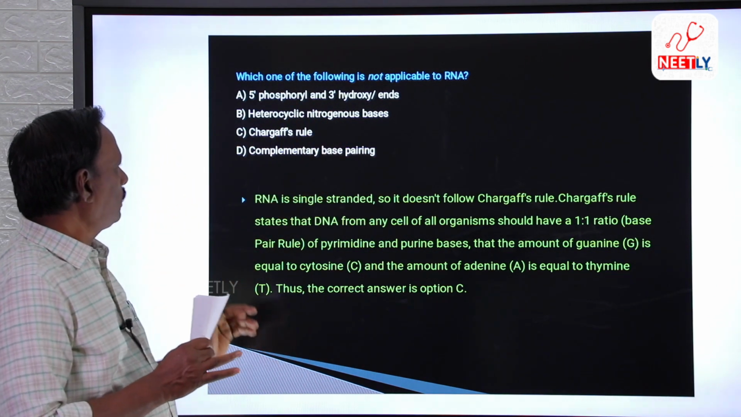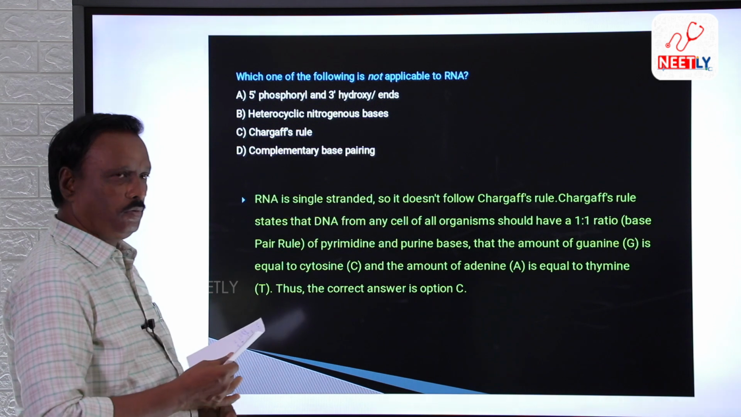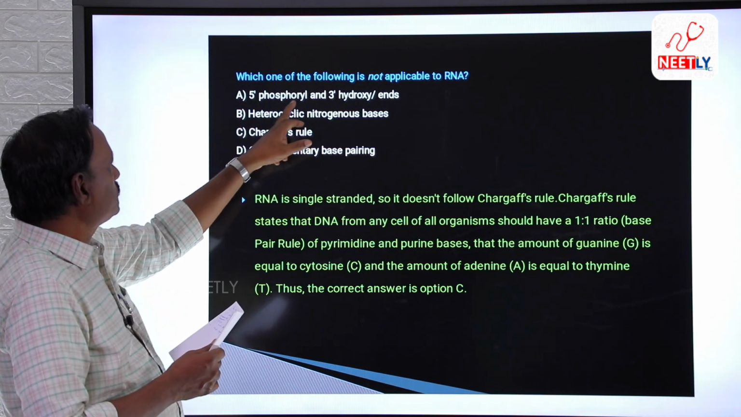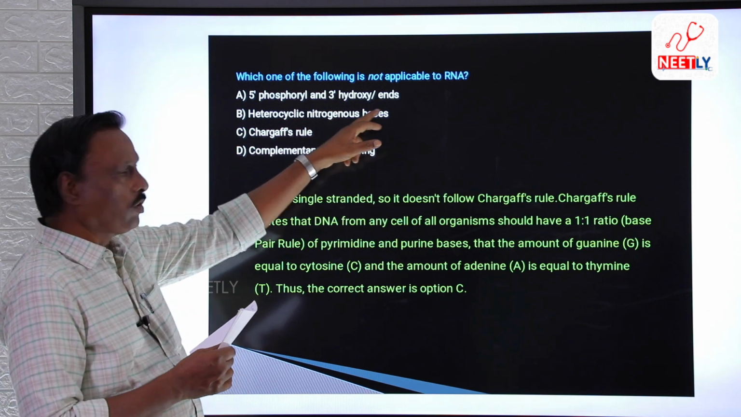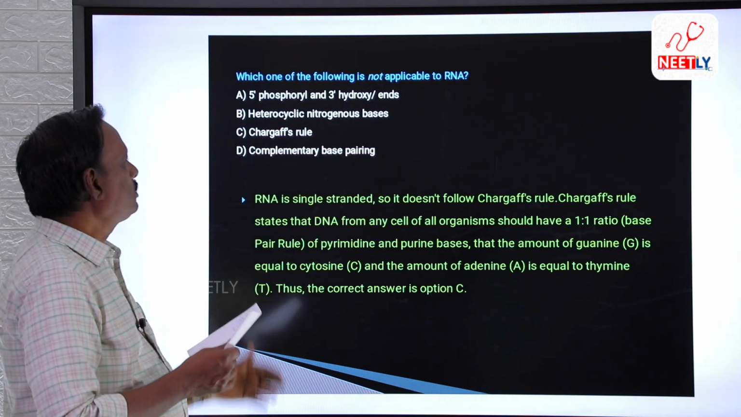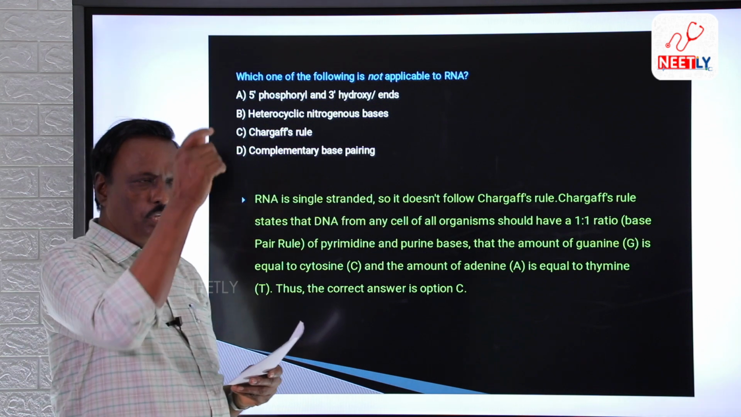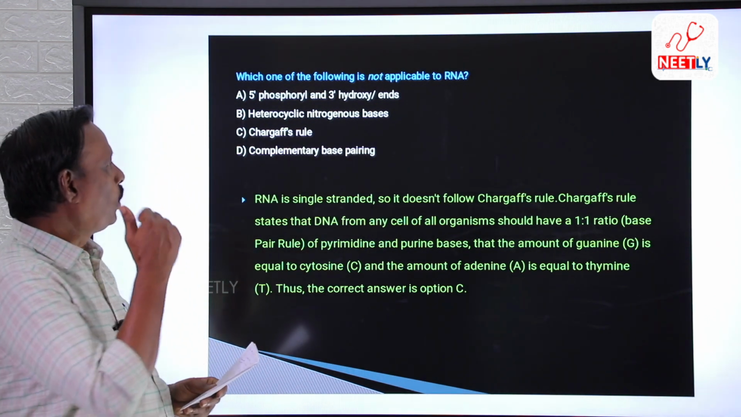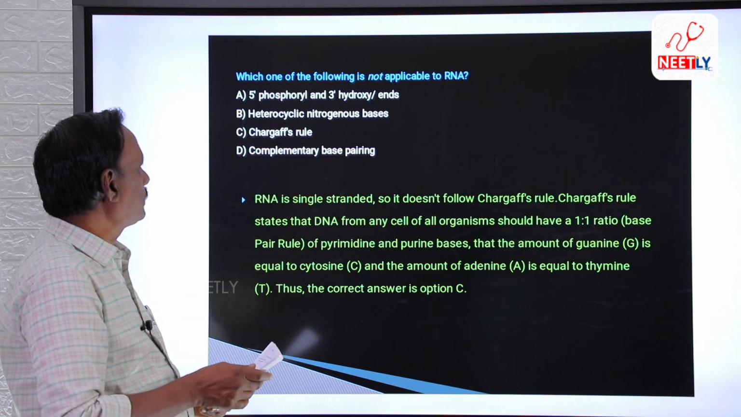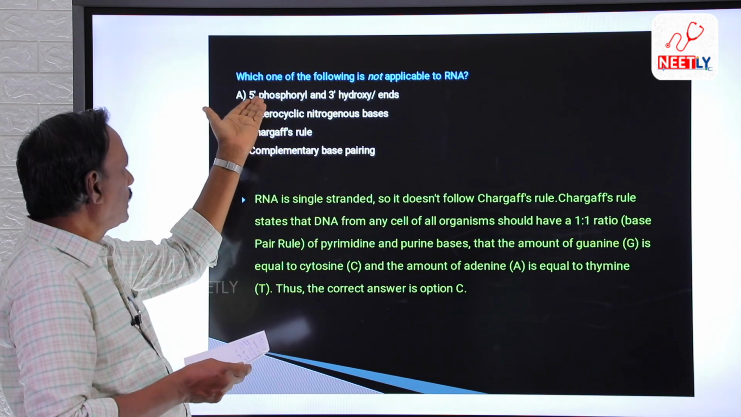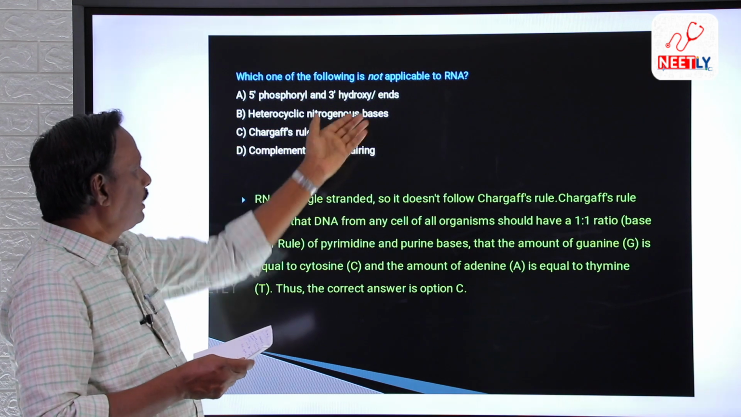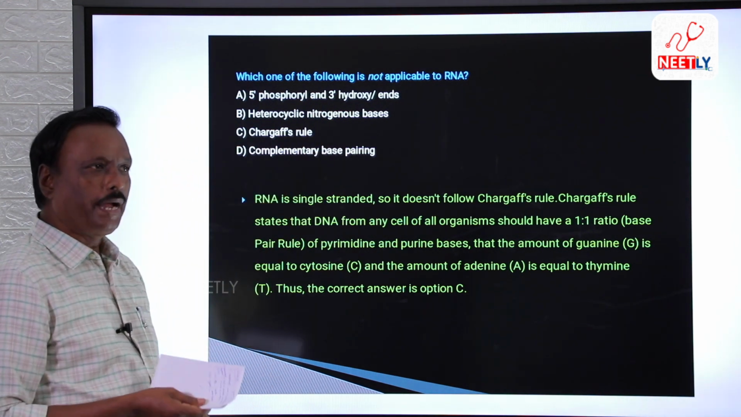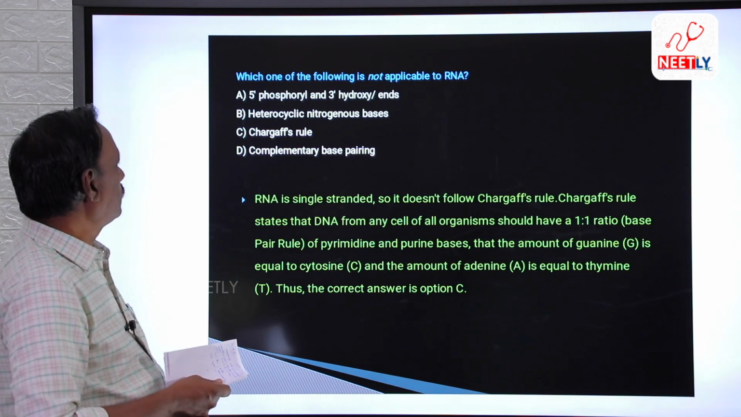So for that we have to understand each and every word. For example, if you take this A, it is 5' phosphoryl end and 3' hydroxyl end. These are the ends that are present in a filament, a DNA filament or RNA filament. One end is known as the 5' phosphoryl end, where we get the phosphoric acid, whereas the other end is known as the 3' hydroxyl end, where you can have the hydroxyl group of the molecules.